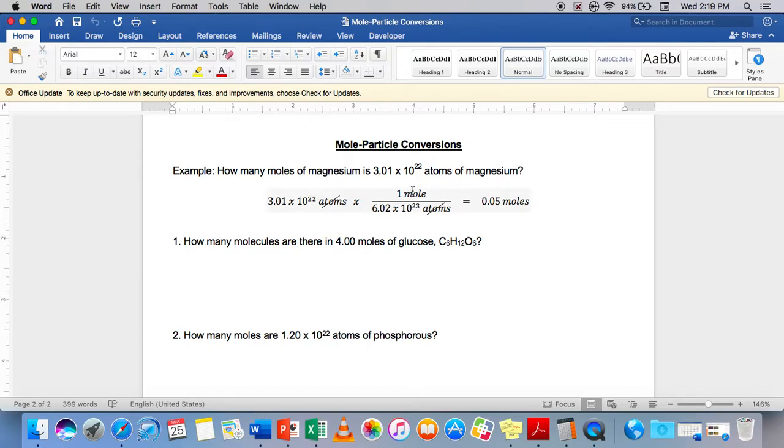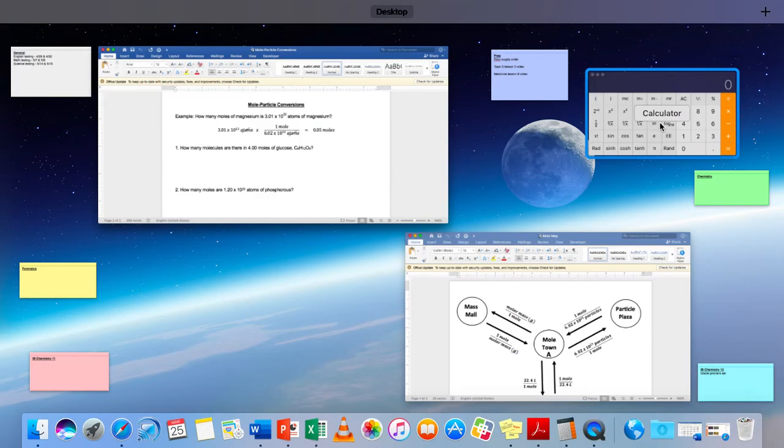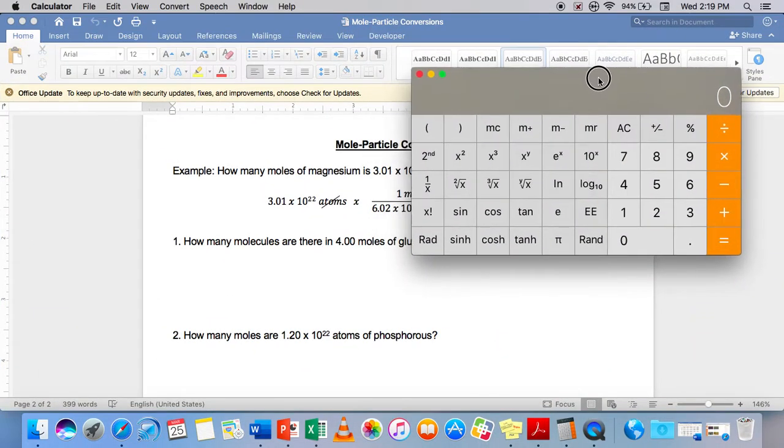Now the question becomes, how do I actually put this into my calculator? The tricky part comes with this times 10 to the 22nd or times 10 to the 23rd. This is our exponent. This number is very large given in scientific notation. So let me show you how we can do this.